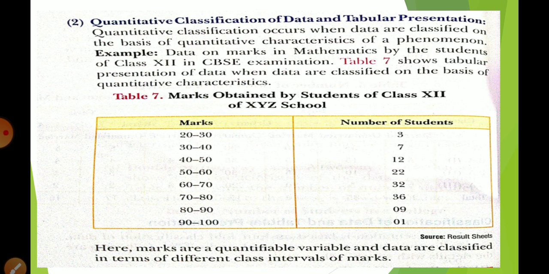So when we adopt these things and then we do tabulation, this is known as a quantitative classification. Here it is given: marks obtained by class 12 on the basis of marks. So marks are always represented on the basis of numbers. It is always represented in number.